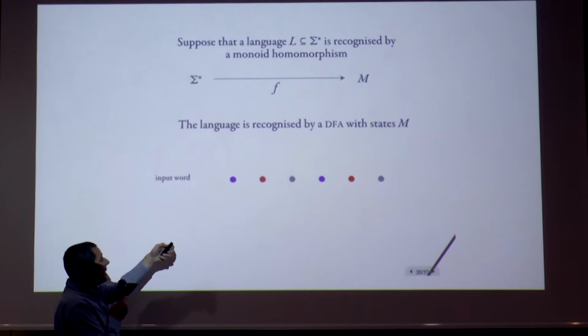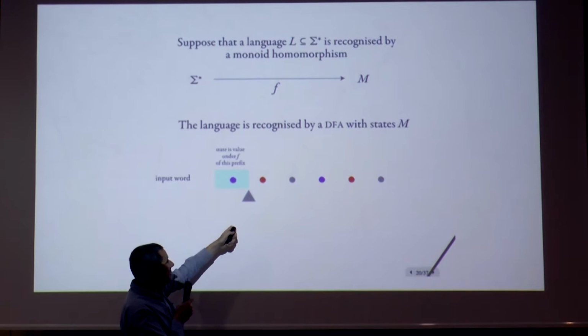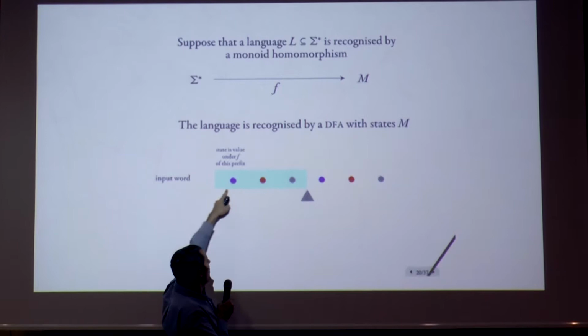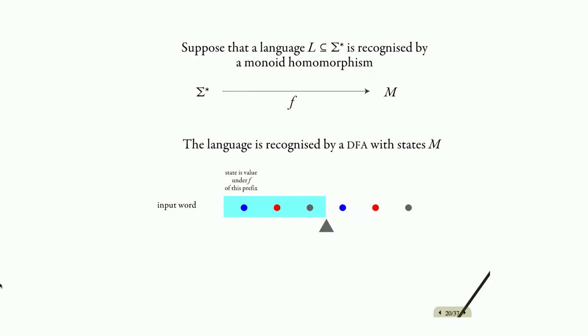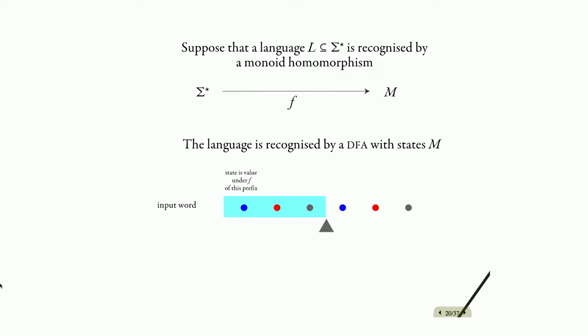So what would be my initial state? My initial state is going to be the neutral element of the monoid. And now I read a first letter, and what should my state be? The idea is that after I have read three letters, the state of the automaton is going to be the value under f of this prefix. So the invariant is that the state of my automaton after reading the first 10 letters is the value under the function f of the 10-letter prefix.